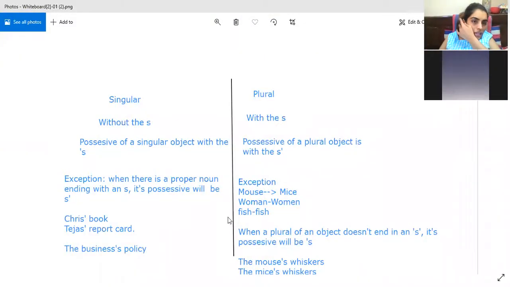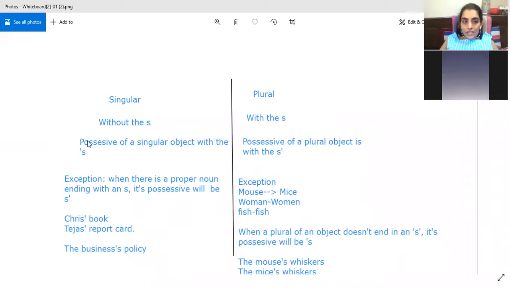Singular is without the S, plural is with the S or with the ES, right? For apostrophe or possessive, singular will always be apostrophe S, plural will always be S apostrophe. Of course, like anything else in grammar, this also has exceptions.